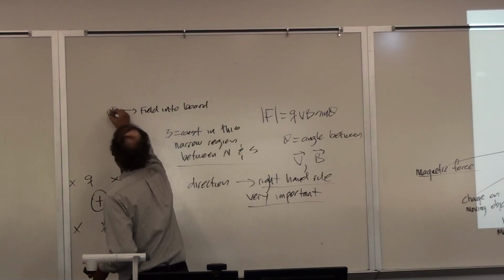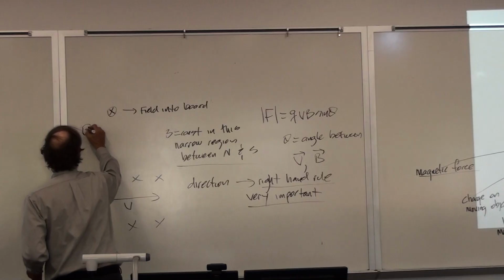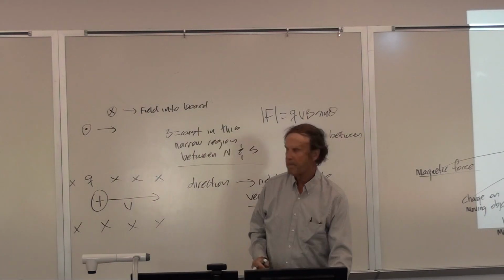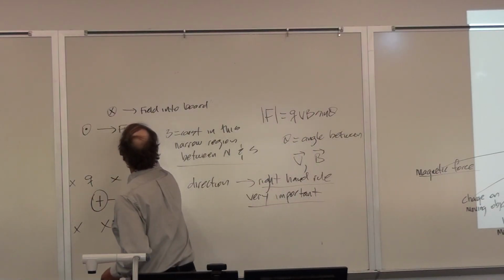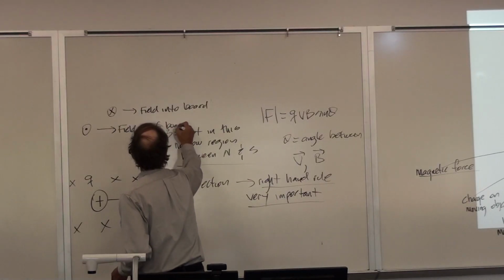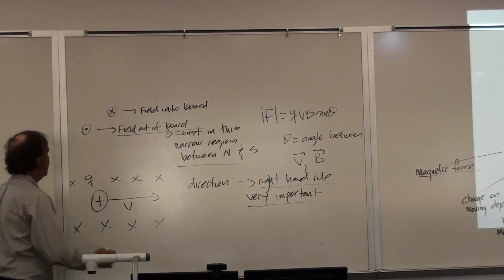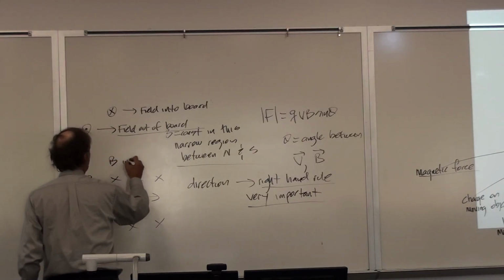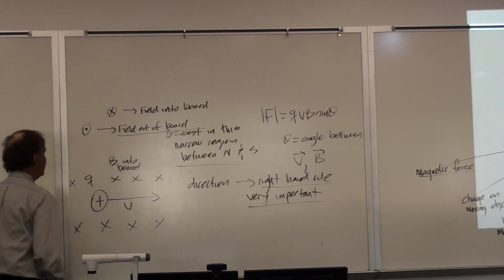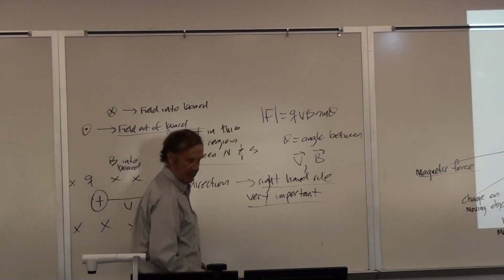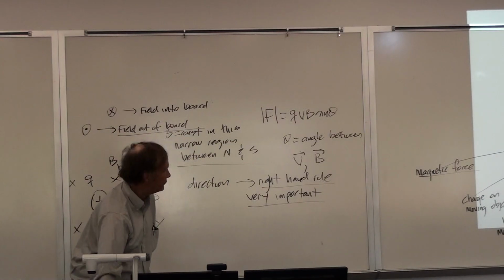So these are like tail feathers. If you get something like this, that's like an arrowhead. So that means the field is out of the board. So in this example then, say B into the board, and it's moving with some velocity V to the right. So what are our steps for getting V cross B?